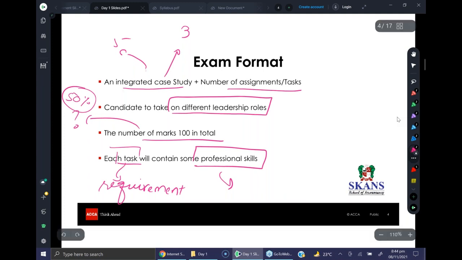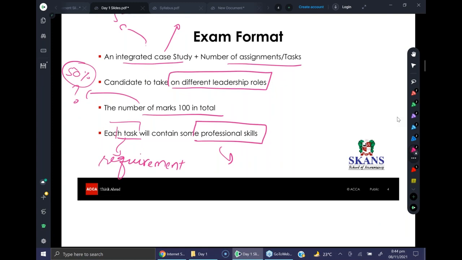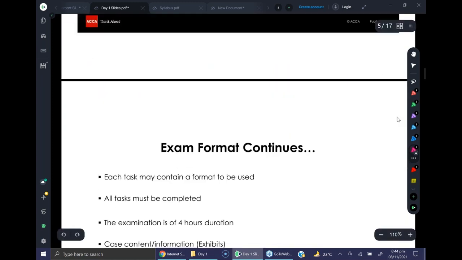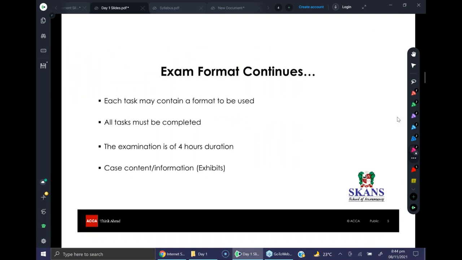Yeah, excellent. So Ans has actually named all the skills, which is great. Okay, a few more things you need to know before you start your preparation properly. Each requirement may contain a format to be used.